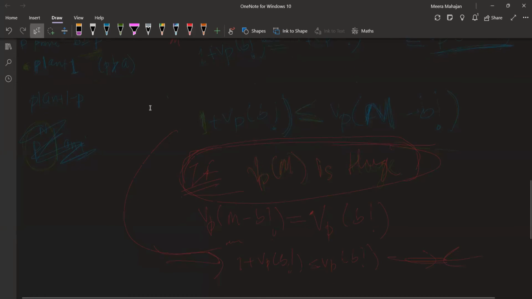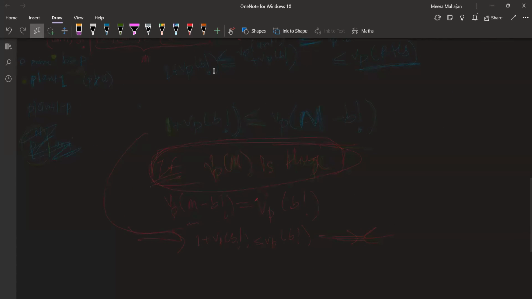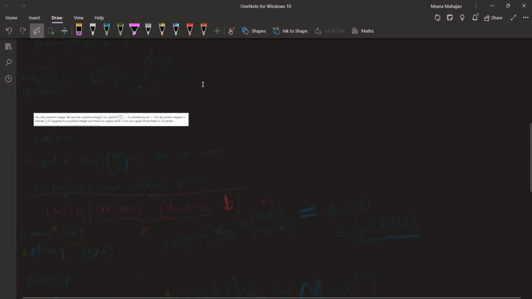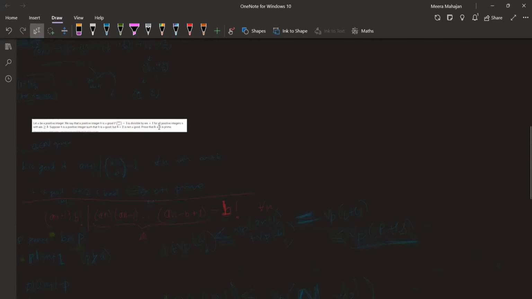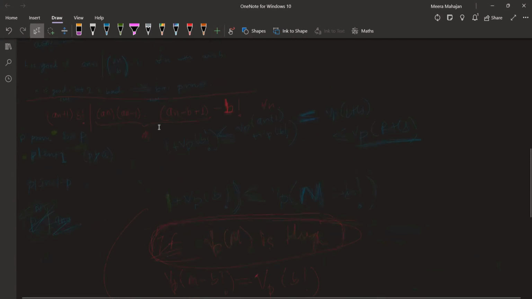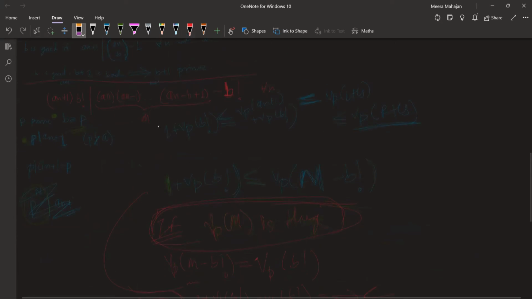Okay, that probably might not have made much sense, but can we choose a value for B? No, B is given in some sense. N is what we are going to pick. So now let us just try to focus. Right now our goal is to make VP of M huge. I'll explain again later why we would get a contradiction from here.